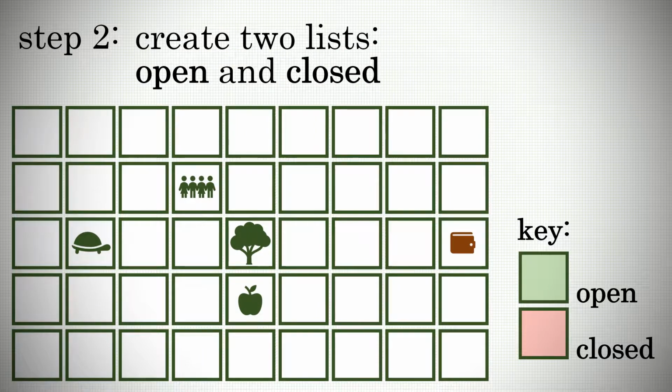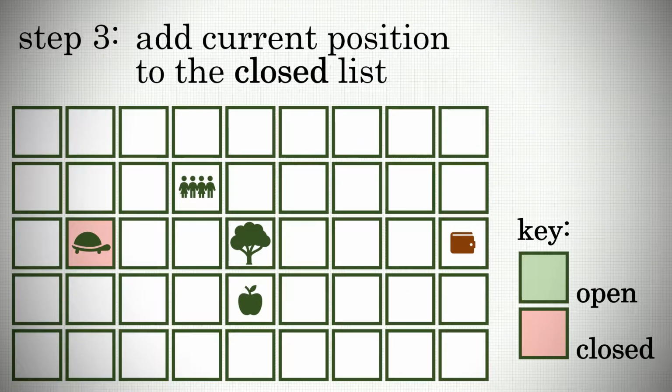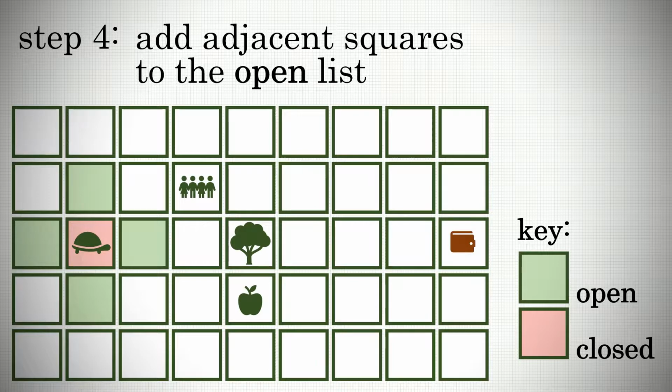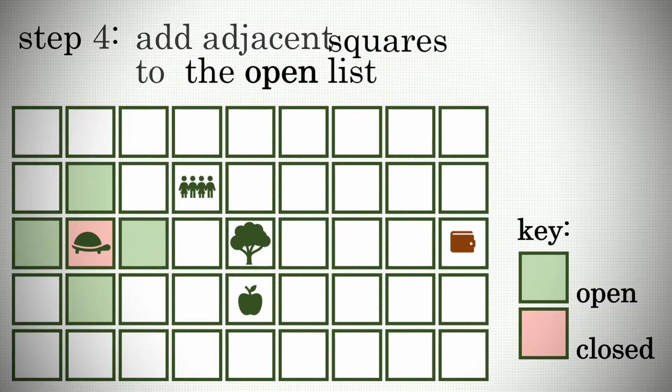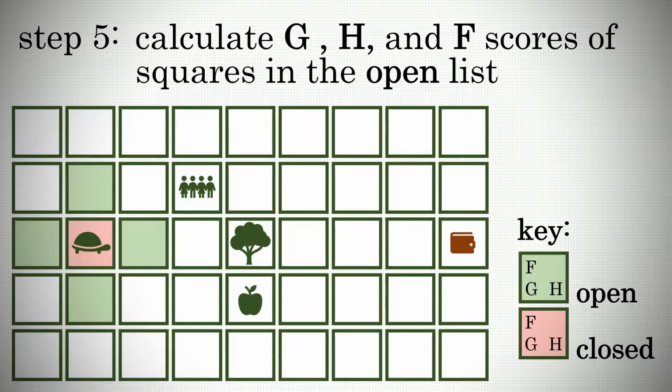The next step is to create two lists, an open list and a closed list. Simple enough. Next, Todd adds his current position to the closed list. Then, Todd adds the adjacent squares to the open list. Since Todd is incapable of moving diagonally, he doesn't add diagonally adjacent squares. Todd now calculates the G, H, and F scores of all the squares in the open list.